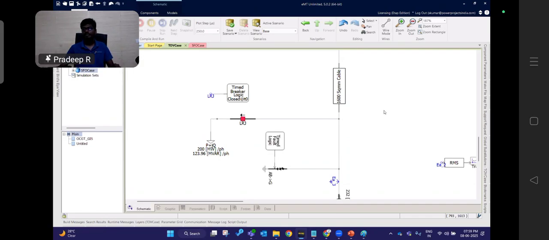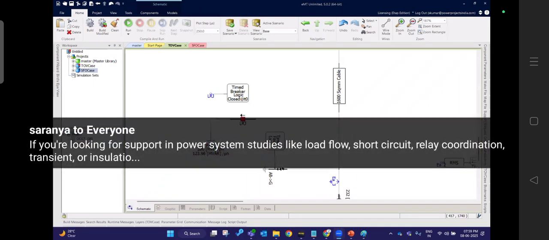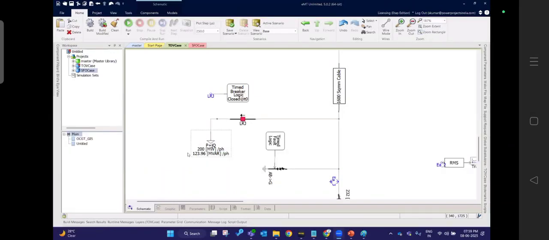Like in ETAP, we cannot directly fault the bus, and we enter into the short circuit study mode and perform this. Right? So in here, this fault logic I will be using for creating the fault in my circuits. And this is my load. Equivalent load I will be modeling.